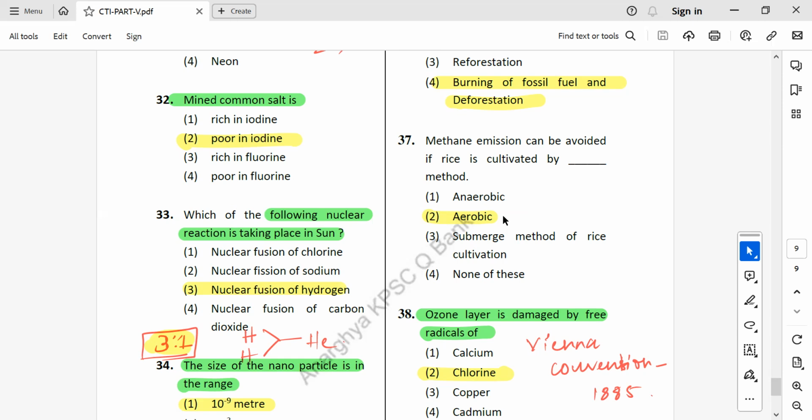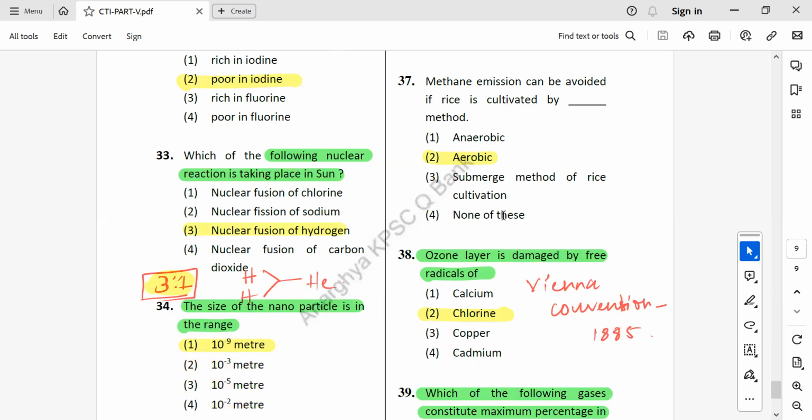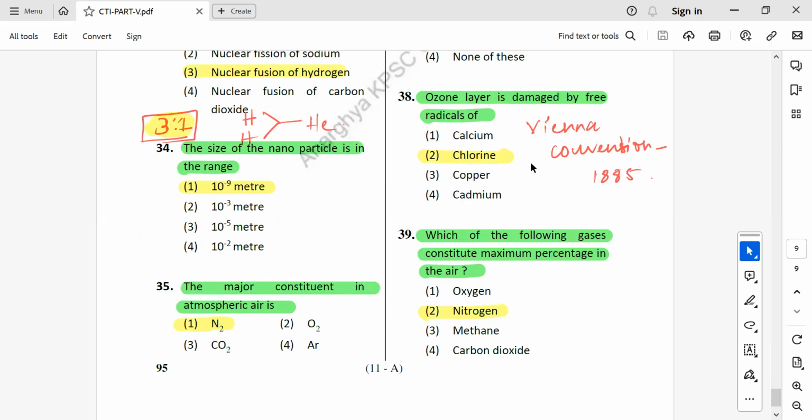Some of the microorganisms located in the soil need oxygen, which will be taken from the carbon present in the soil, and that's how methane will form. If it is aerobic, where you are not flooding the water, there won't be much methane release. So this can be the best method for rice cultivation. Of course, it has disadvantages as well.